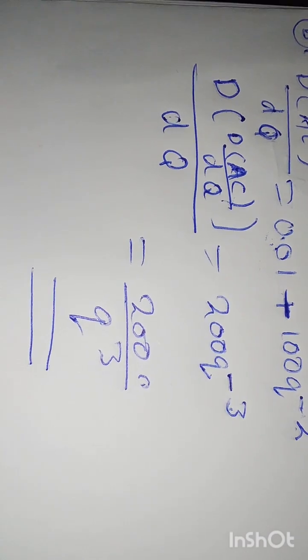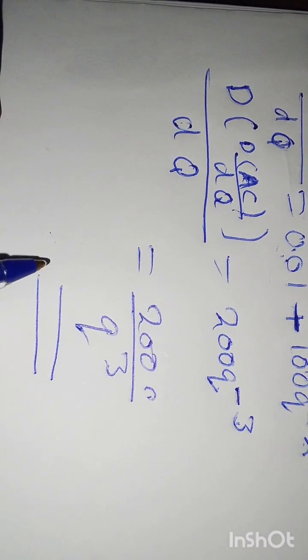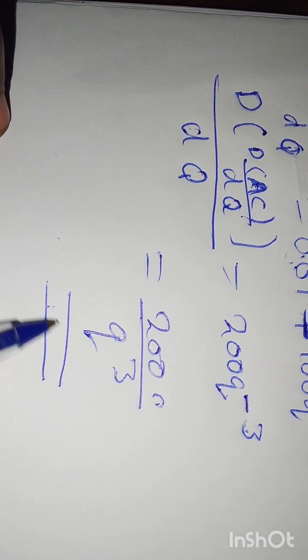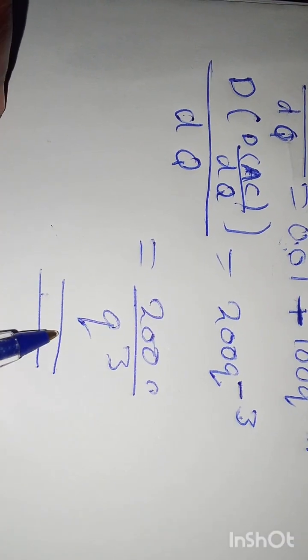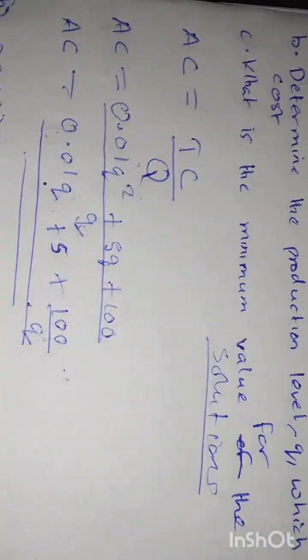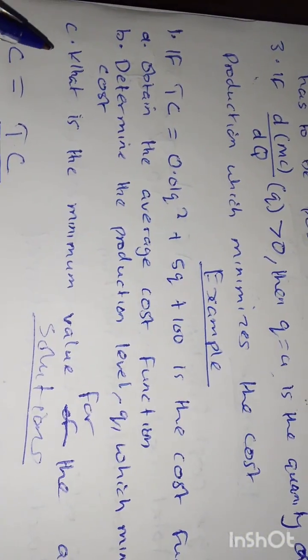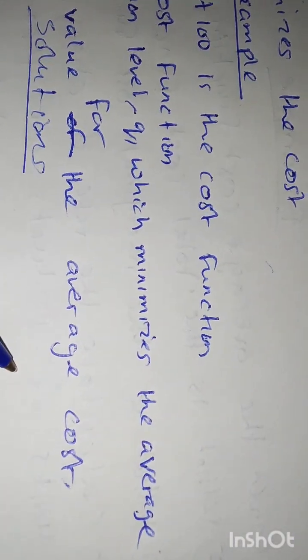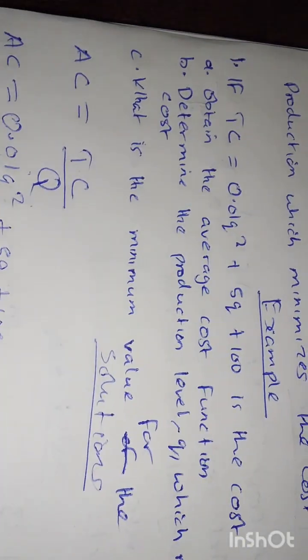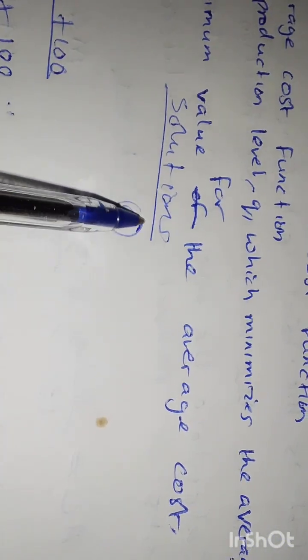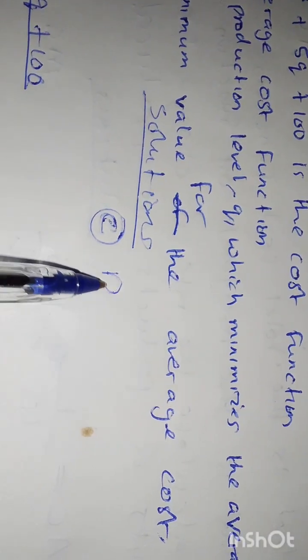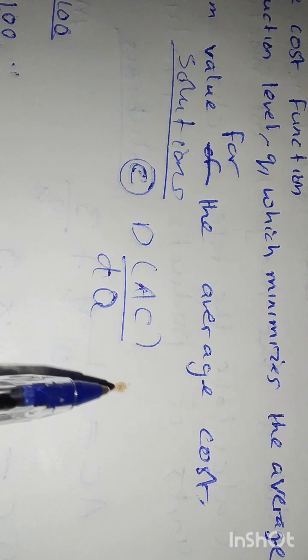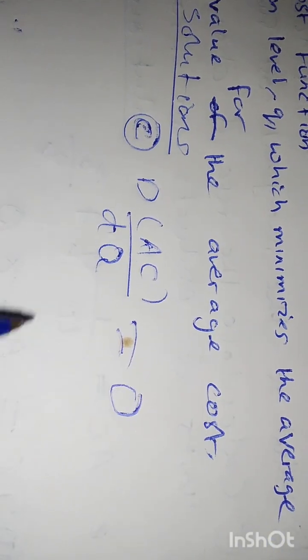So this is the production function that will minimize the average cost. Then let's move on to example 3. Part C is asking: what is the minimum value for the average cost? To find the minimum value, dAC over dQ must be equal to 0. So this function must be equal to 0.